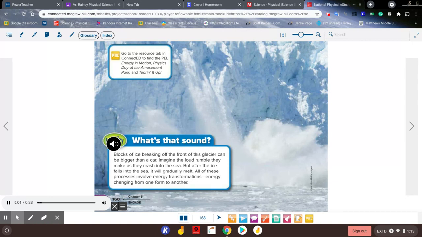Inquiry. What's that sound? Blocks of ice breaking off the front of this glacier can be bigger than a car. Imagine the loud rumble they make as they crash into the sea. But after the ice falls into the sea, it will gradually melt. All of these processes involve energy transformations, energy changing from one form to another.